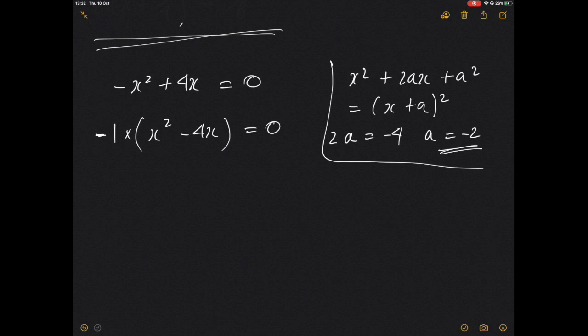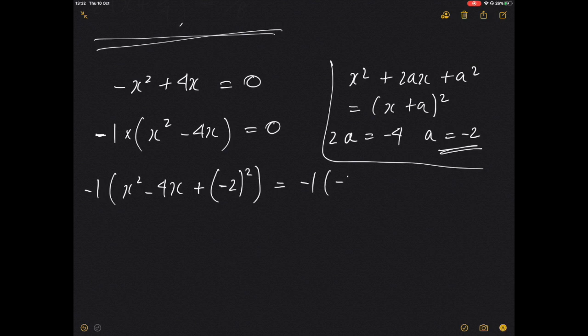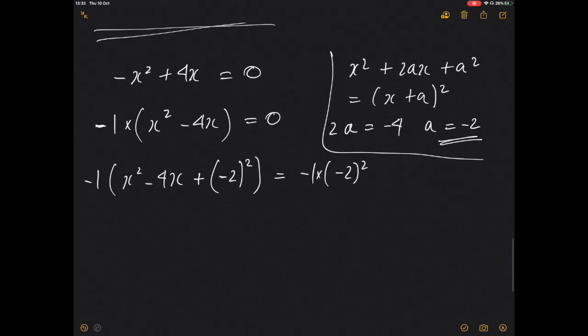So we get it into the form we want it. So we say that negative 1 brackets x squared minus 4x, and then we say plus, and then we open our brackets, negative 2 squared, and then on the other side we're going to have negative 2 squared times minus 1, so negative 1 times negative 2 squared. I'm going to put a little times sign in, which you don't usually like, and then we begin to tidy all this up a little bit.